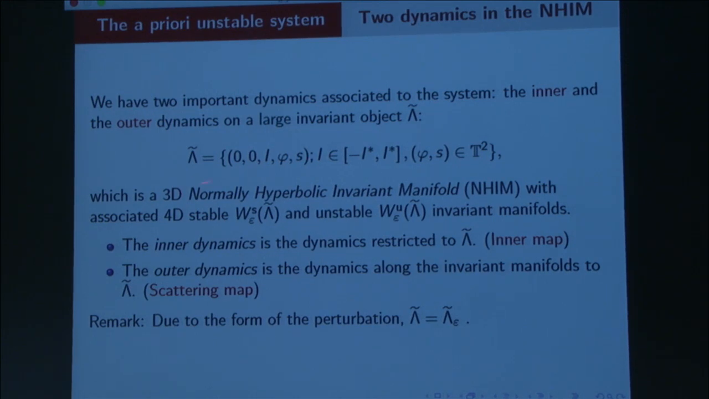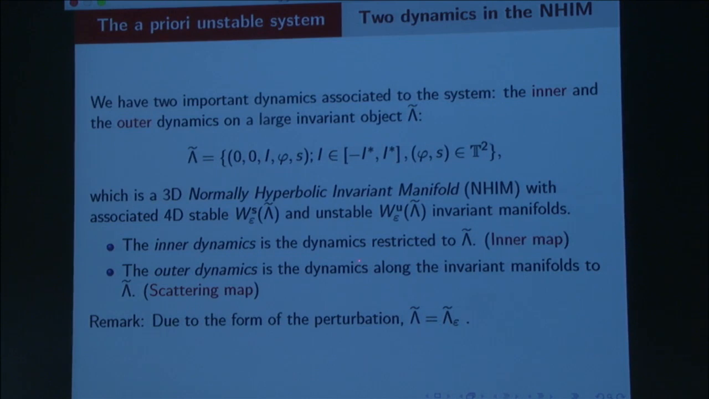Okay. And so this is a 3D normally hyperbolic invariant manifold, and it has associated 4D stable and unstable invariant manifolds for every epsilon, although for epsilon equal to 0 they coincide, as I will say in a moment, and for epsilon different from 0 they will not coincide, and we will be able to compute them in first order and to look for the intersection.